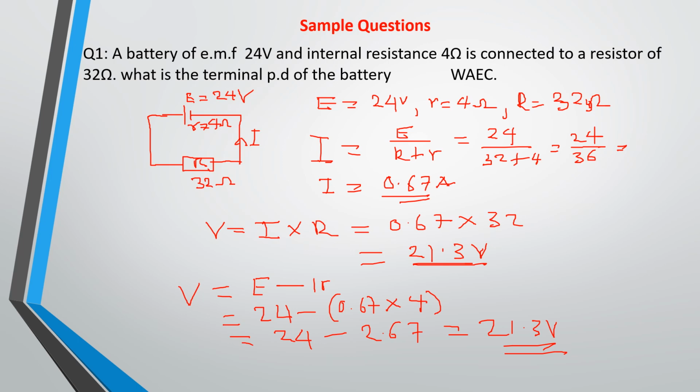So okay, you can use this, but the first thing that you need to take note of here is that you must first of all do what? Find the current that is flowing through the setup. Once you have gotten the current, in terminal PD, you can either use this or use this. All right, so I hope that is clear.